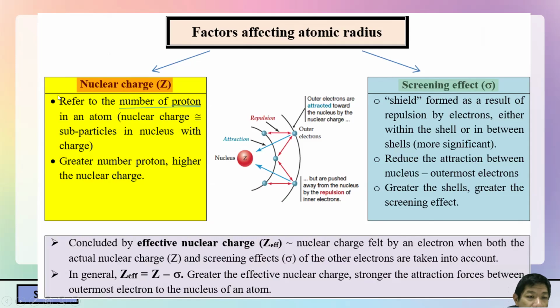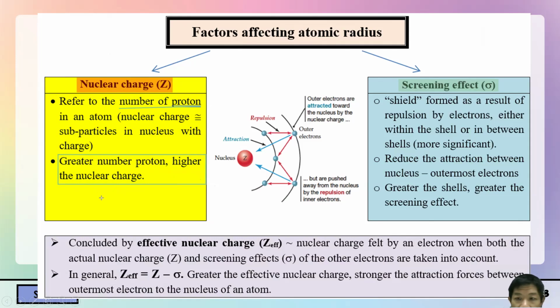So when we say nuclear charge, it is referring to the number of protons inside the atoms. Technically, we say that the greater the number of protons, the higher the nuclear charge. So this is for nuclear charge.